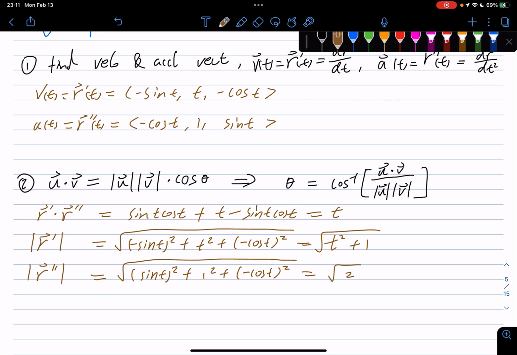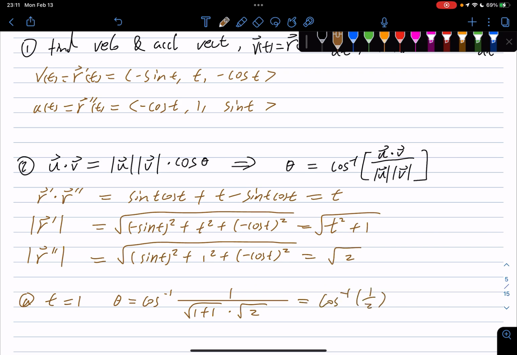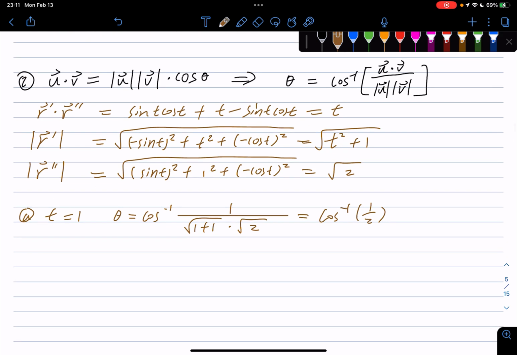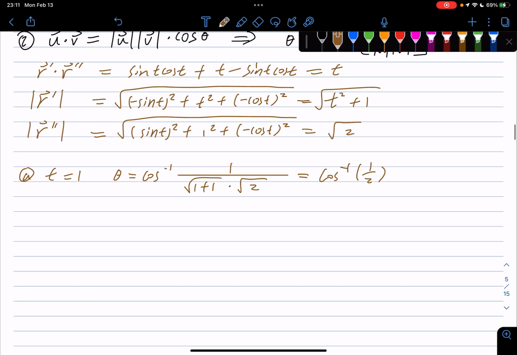Okay? So at t equals 1, the angle is going to be cosine inverse. The dot product is going to equal 1, because t at 1 is 1. And then we're going to plug in the rest of them as well. We're going to have 1 plus 1 times root 2, equals cosine inverse of 1 over 2. So what is the angle whose cosine is 1 over 2?